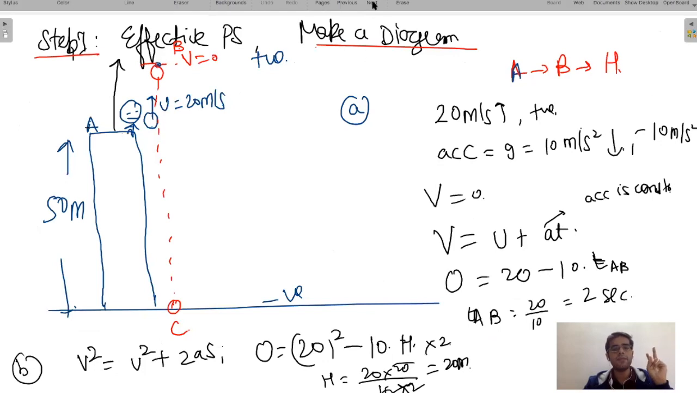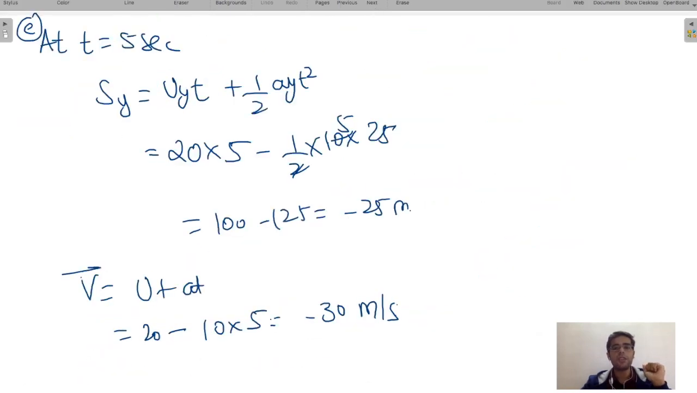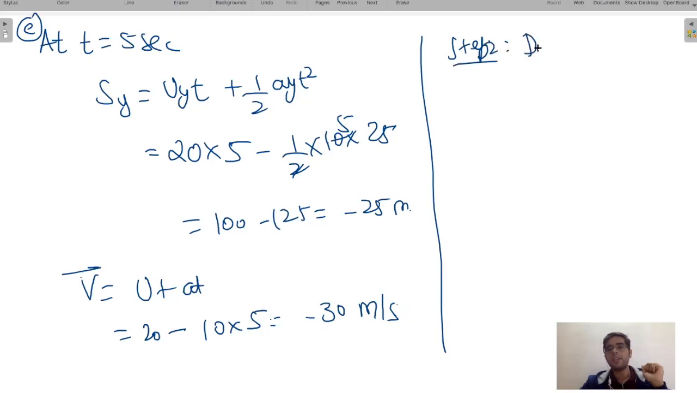Always make a diagram. Then decide on the concept. So once we start to solve this question, step 2, we are applying consciously. Decide on concept.